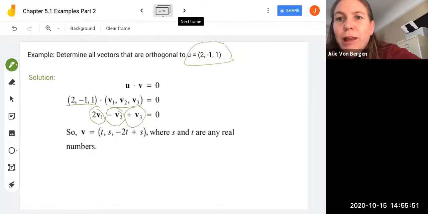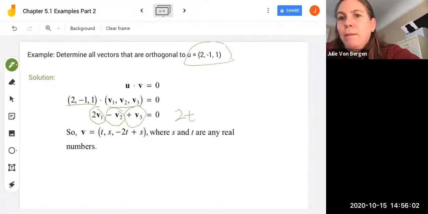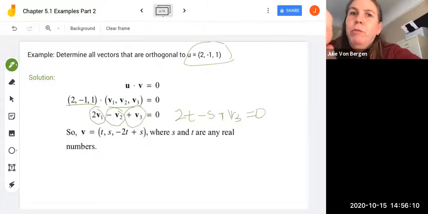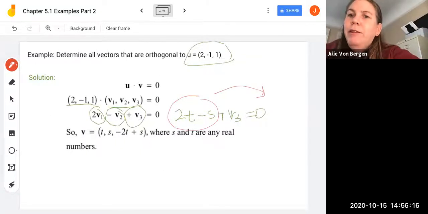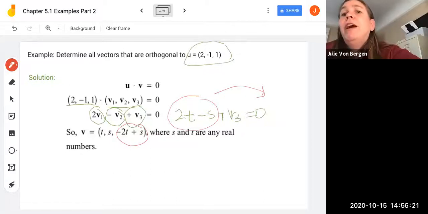And so we'll let v1 be t, we'll let v2 be s, and then v3 you can write as a linear combination of those, because you'd have 2t minus s plus v3 equals 0. So if you move the 2t minus s, bump it over to the other side, that's where our third component here comes from. So you can find all the vectors that are orthogonal to a given vector in terms of the free variables. So you can use t and s or whatever other variables you'd like.